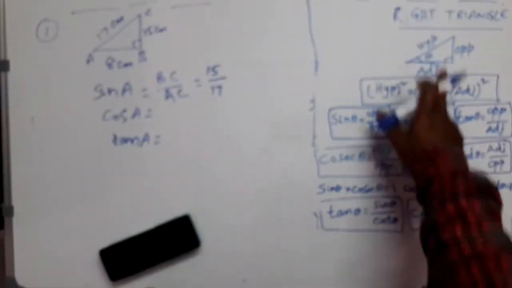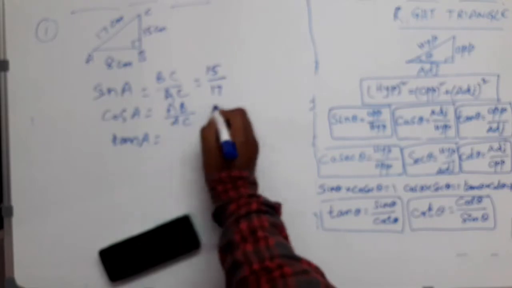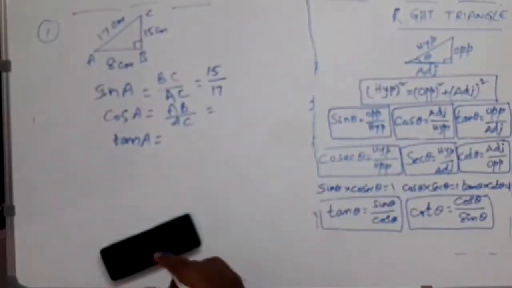So now, tell me, cos here. What is cos? Adjacent by hypotenuse. So what is the adjacent side here for this angle? 8 centimeters. That is AB, of course. AB divided by AC, of course, the denominator is the hypotenuse, that is AC. So your answer is 8 divided by 17, right?